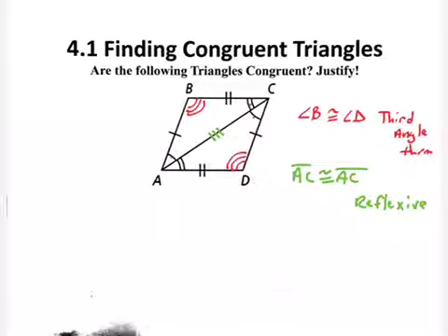So therefore, yes, the triangles are congruent, and so we'll write our congruent statement. We'll say triangle ABC is congruent to triangle, oops, I forgot the triangle symbol, triangle CDA.